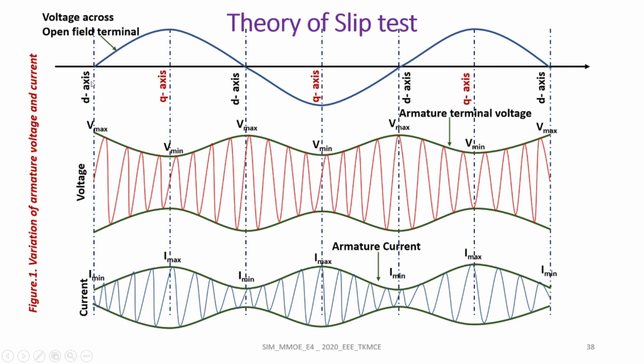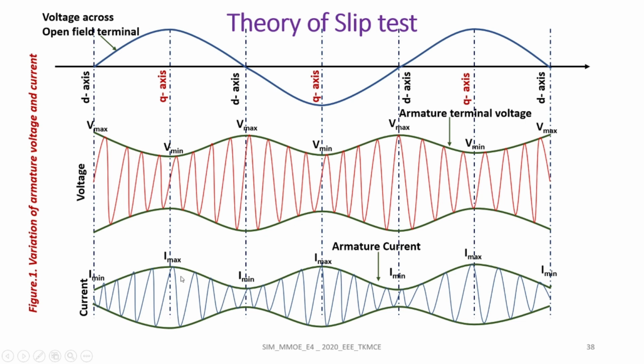This is the voltage across the field terminal, and it is clear that armature voltage and armature current are fluctuating between maximum and minimum due to the variation of air gap length. Corresponding to direct axis, maximum voltage is there and minimum current is there. Corresponding to quadrature axis alignment, there is minimum voltage and maximum current.